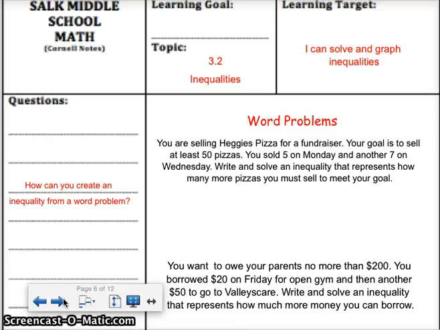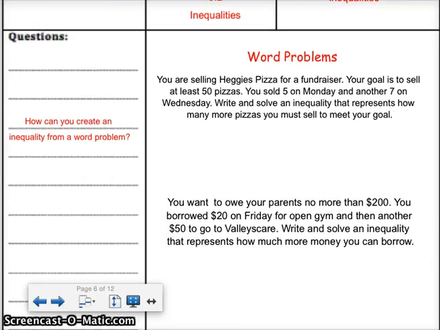All right, let's say that you are selling Heggy's Pizza for a fundraiser. Your goal is to sell at least 50 pizzas. You sold 5 on Monday and 7 on Wednesday. Write and solve an inequality that represents how many more pizzas you must sell to meet your goal. So here, I write my initial goal. My goal is pizza needs to be bigger than or equal to 50, right? I want to sell at least 50. That means I want to be more than 50 or equal to 50.